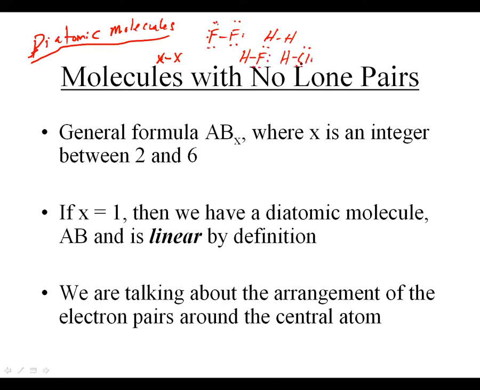The geometry is pretty simple. The only way you can arrange two things is in a straight line. So the geometry is linear. And you don't even have to think about whether it's a single bond, or whether you've got a double bond like you've got in oxygen. It doesn't matter either. It is going to be a linear molecule. You could have a triple bond like the nitrogen that we drew last time.